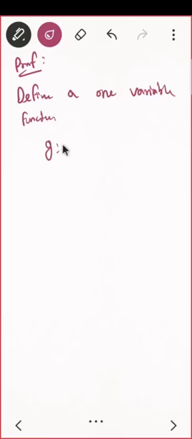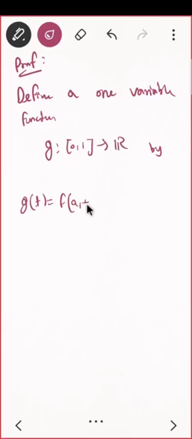Say g from 0 1 to R by g of t equal to f of e1 plus th comma e2 plus tk. So I am defining a new function g of t, that is f of e1 plus th and f of e2 plus tk. Now you see that since f is n plus 1 times differentiable, so g will be also n plus 1 times differentiable, correct?